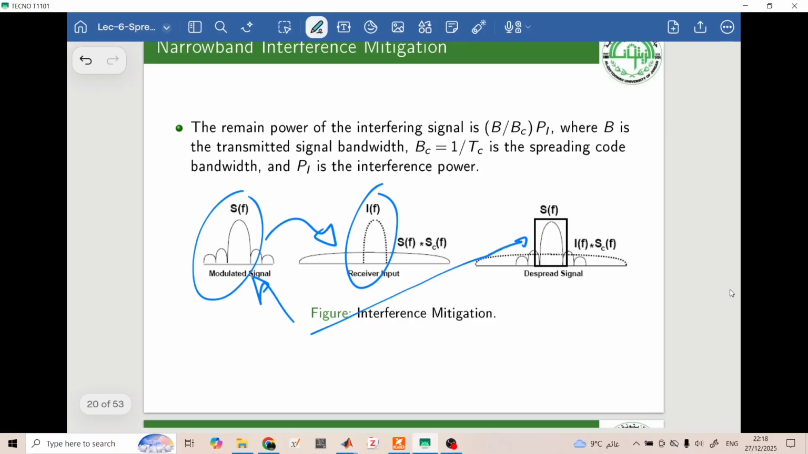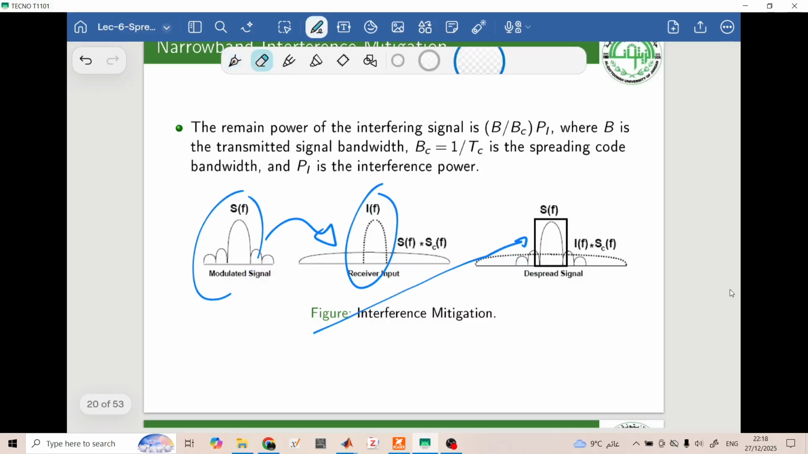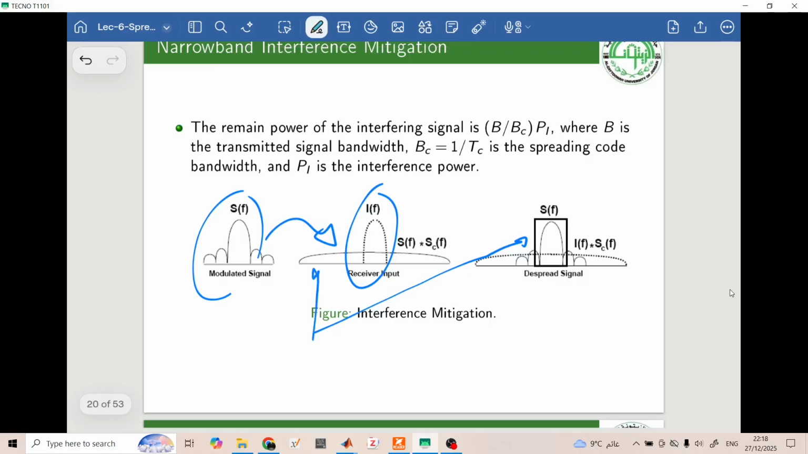I mean this signal, sorry. When you despread this signal, you get the original signal. And when you spread this signal, the interference, you get a wideband signal. Then you filter it out, so effectively you are reducing the energy of the interference signal.